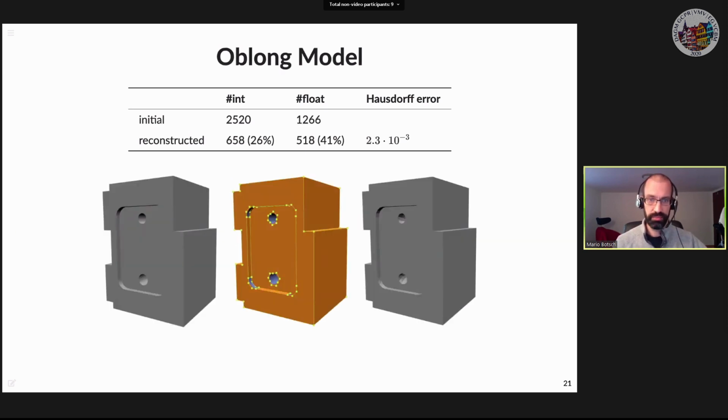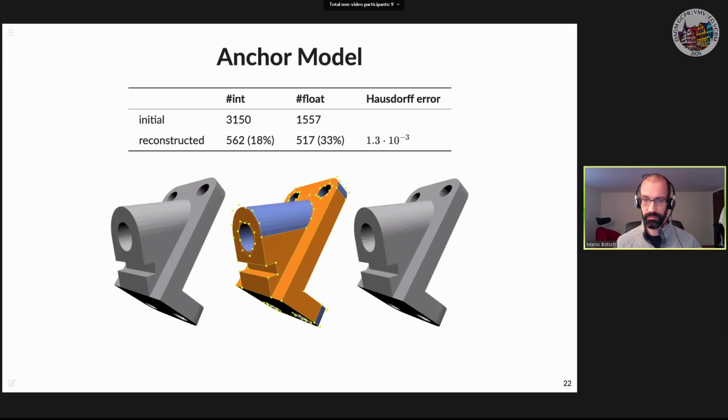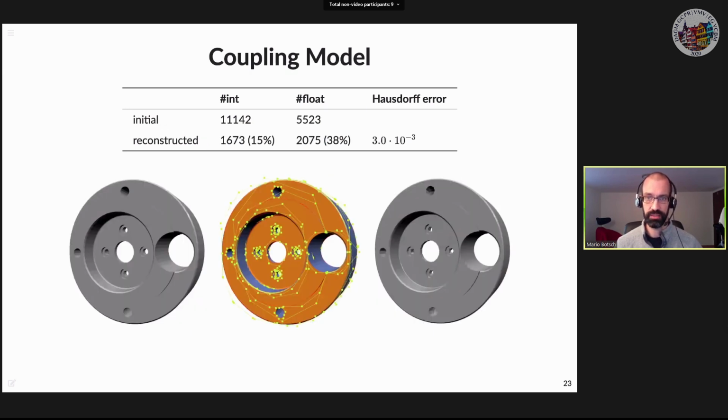Just some other models. I don't know, there's probably not too much to say. The compression rates, again, because the initial mesh is very coarse, are not impressive, but that's not the main point of this representation. Another model. And you find all the details in the paper if you want to look closer at these different models.